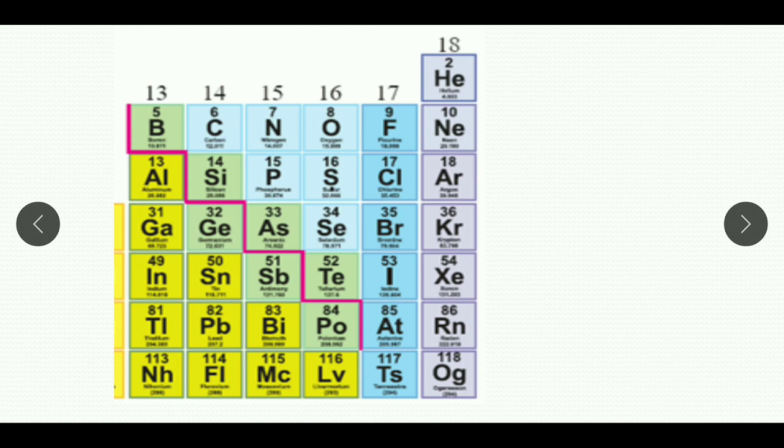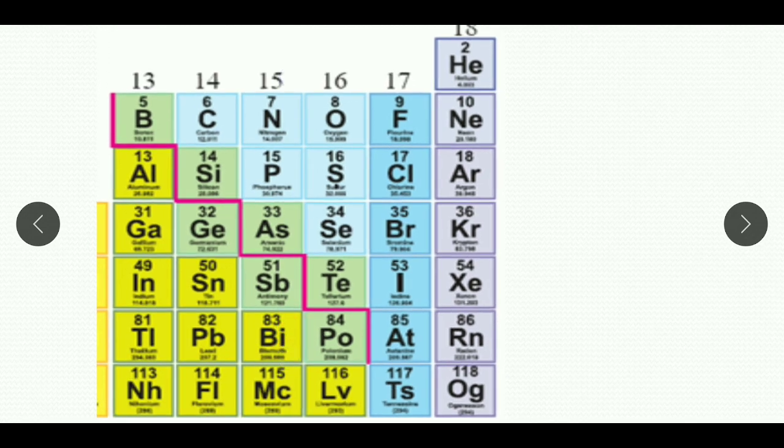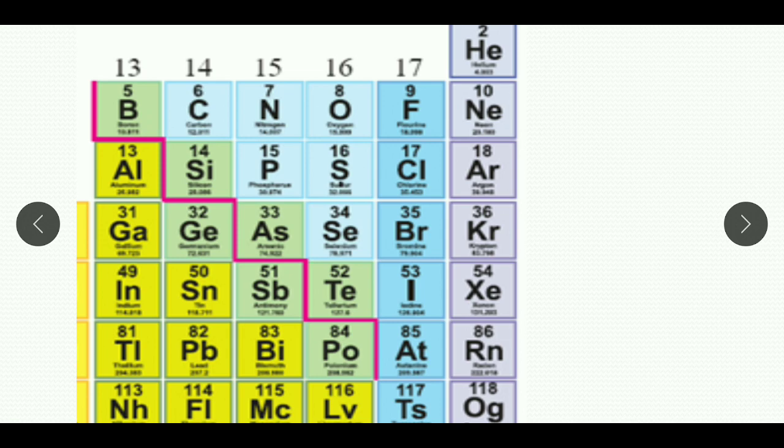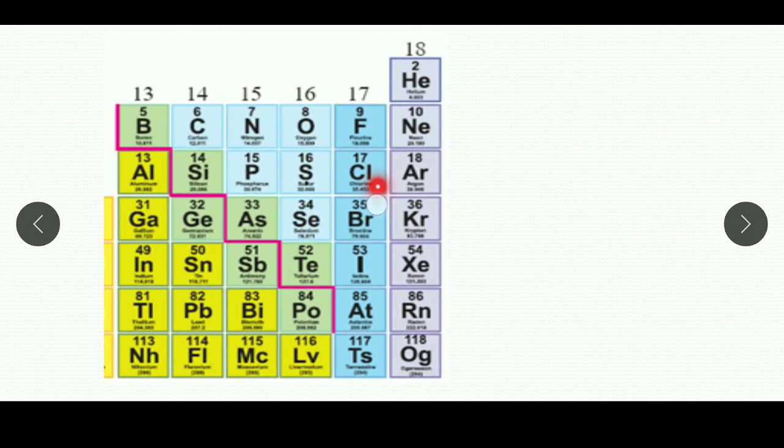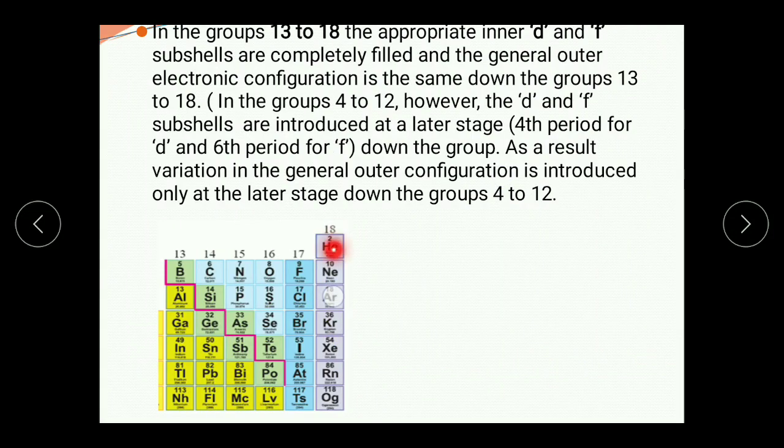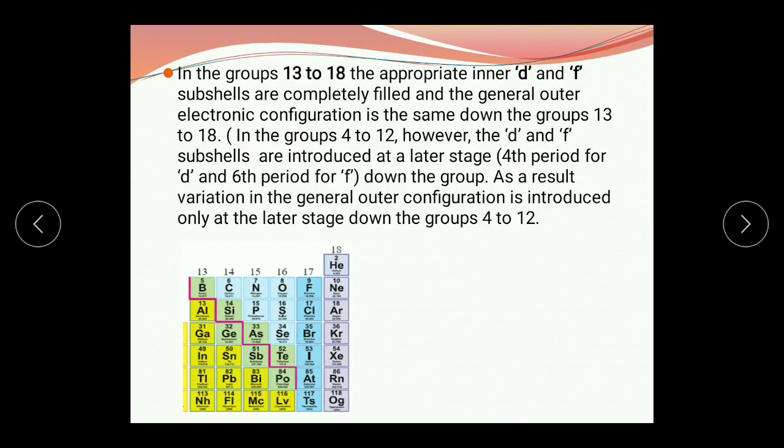Understood? In the same way, 14th group, carbon 6, that means 1s2, 2s2, 2p2, so ns2 np2 we can say. Like that, silicon 3s2, 3p2, germanium 4s2, 4p2. So the 14th group has general outer electronic configuration ns2 np2. 15th has ns2 np3, 16th ns2 np4, 17th ns2 np5. And the last group, the noble gases, will be ns2 np6, a complete octet, and hence they have a stable outer electronic configuration.